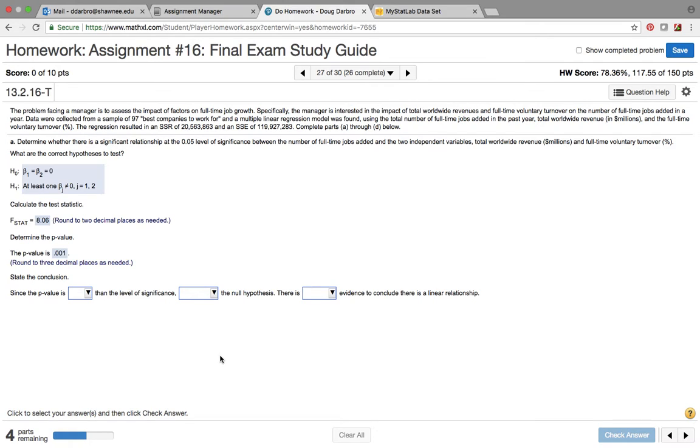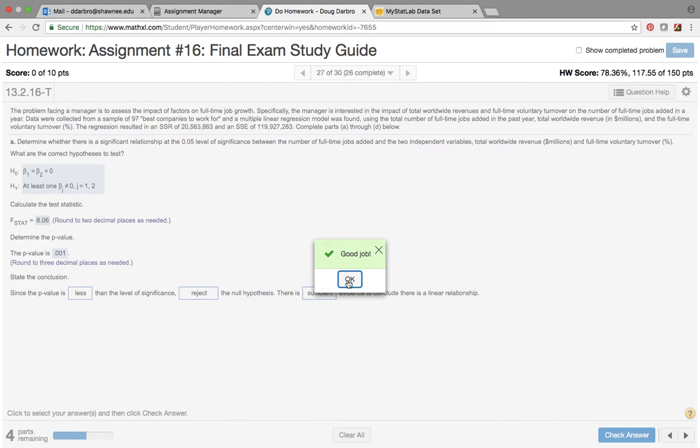All right, state the conclusion. Well, our p-value is less than our level of significance. Therefore, we reject the null. And there is sufficient evidence to conclude that we have a linear relationship between the values.